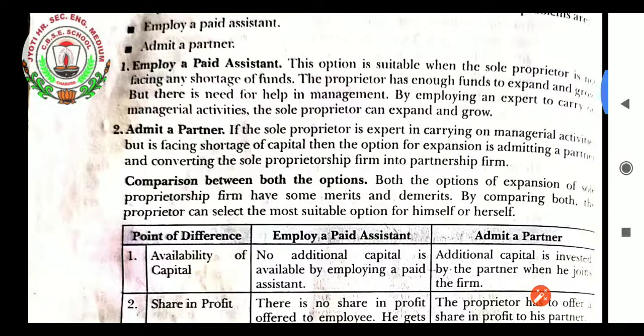Admit a partner. If the sole proprietor is expert in carrying out managerial activities but is facing shortage of capital, then the option for expansion is admitting a partner and converting the sole proprietorship firm into a partnership firm. So the next process is admitting a partner. The sole proprietor can admit a partner.